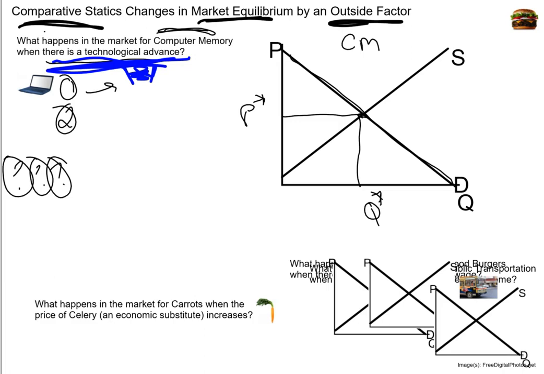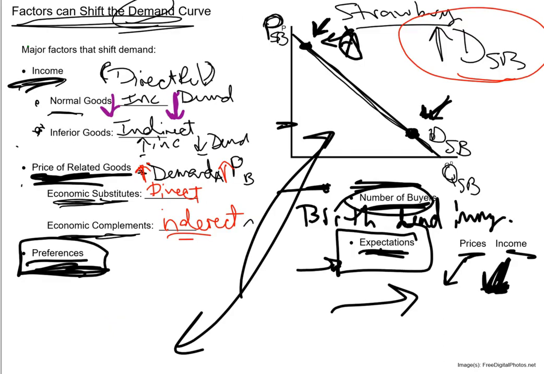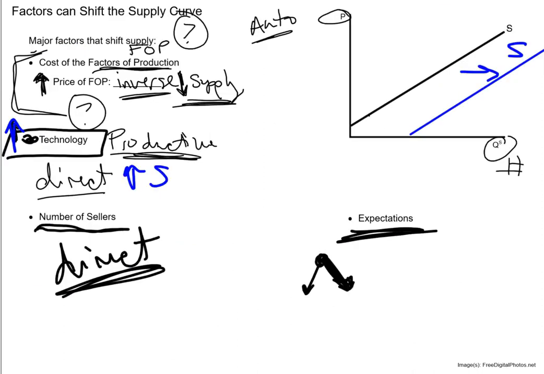If we go back to the ones that shift demand, I don't know that I can remember which one that was. We had income. Nope. Price of related goods, preferences, number of buyers, expectations, right? None of these things were about technology. If we hop over to the supply curve list, hey, I did that one right. Technology was on that list. Technology is something that shifts the supply curve. And what was the relationship? When technology increases, supply increases.